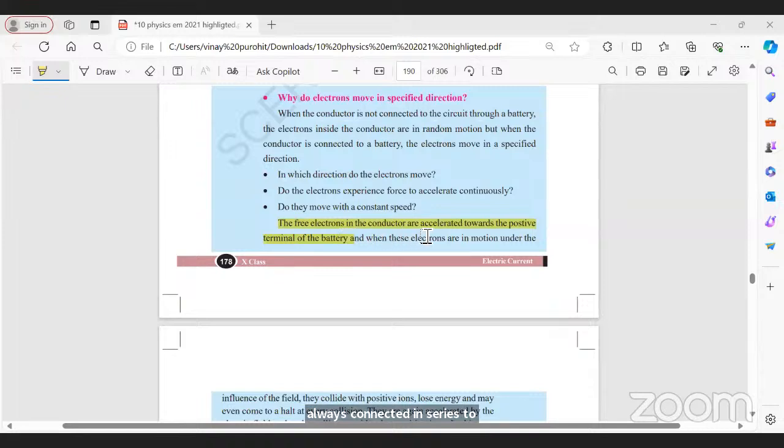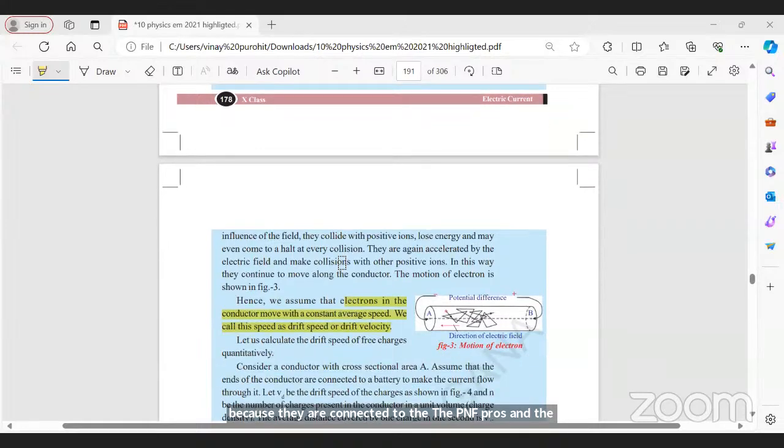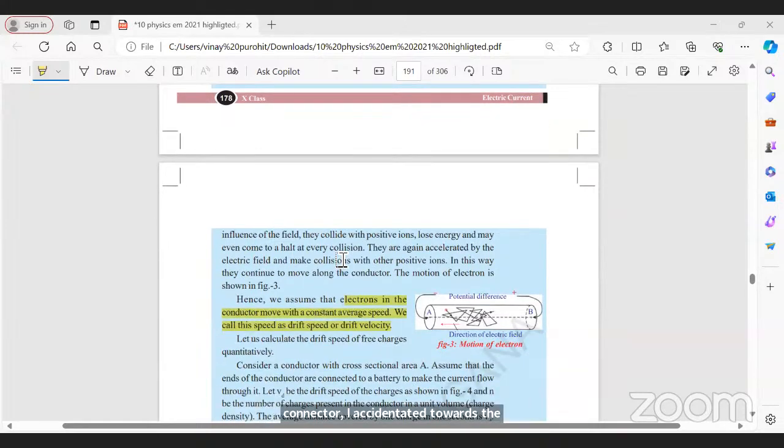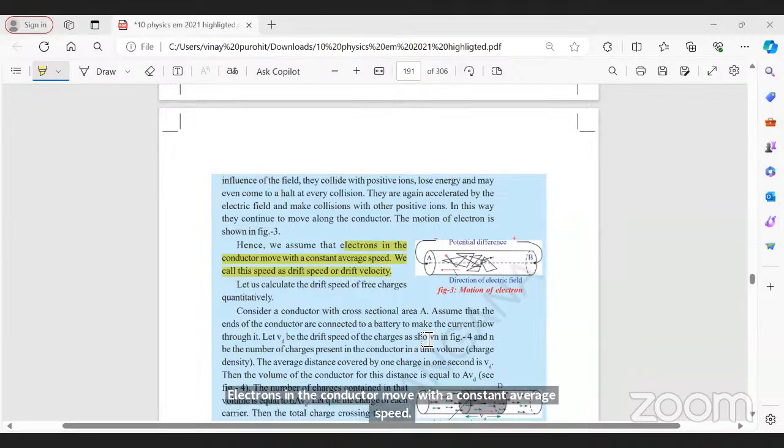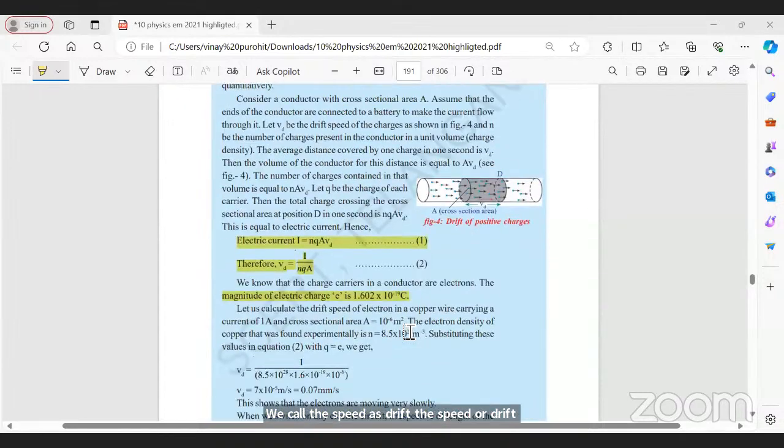So the free electrons in the conductor are accelerated towards the positive terminal of the battery. That's why they are moved in specific directions. Electrons in the conductor move with a constant average speed. We call the speed drift speed or drift velocity.